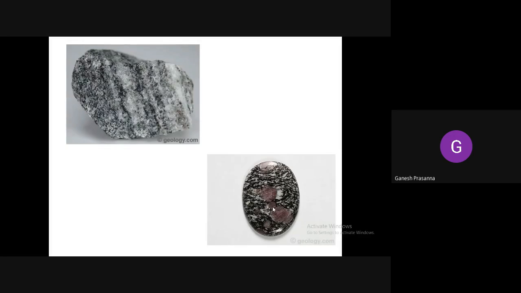There is a legend that the ancient nomadic man used this gneiss to make arrows. Ancient nomadic man used gneiss as it could accept a very beautiful polish. The sharper edges could be maintained for hunting animals. He used this gneiss itself for the arrows.